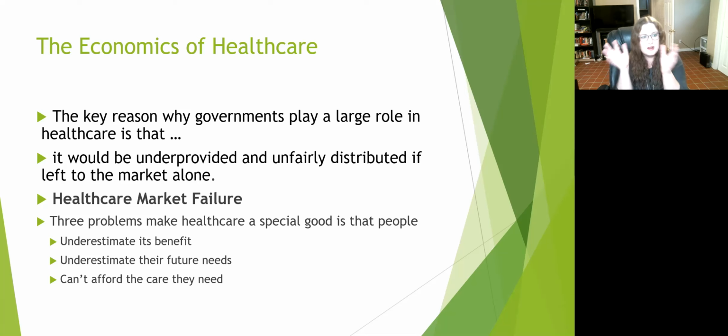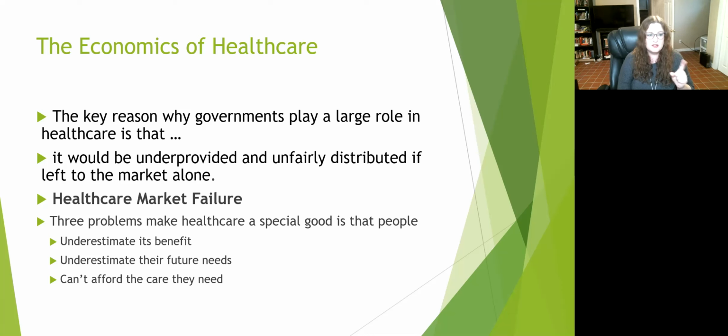society might be better off if everybody has a level of insurance, so that we don't have rampant flu rates and we don't have sick people on the streets. And society might actually be better off if we had a little bit more than what the private market would offer, right? So we end up having these healthcare market failures. There are 3 problems that make healthcare a special good that people tend to not rationalize well, right?